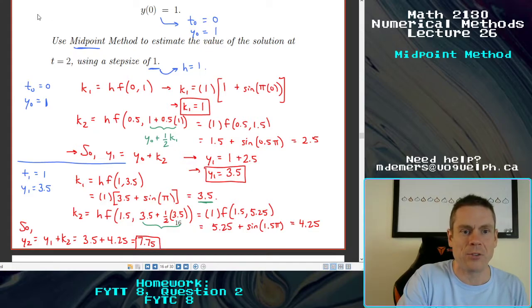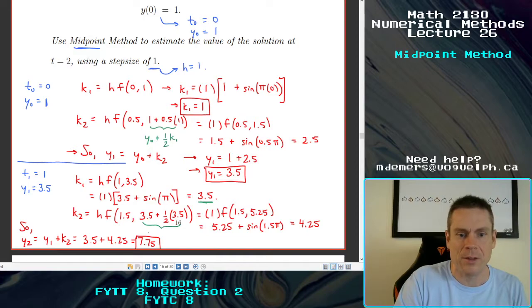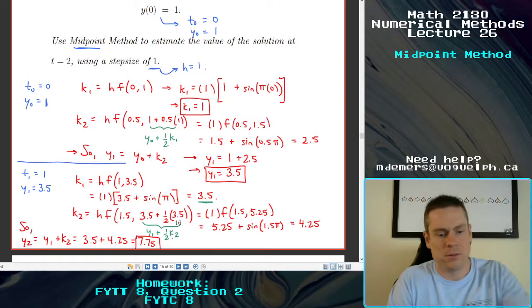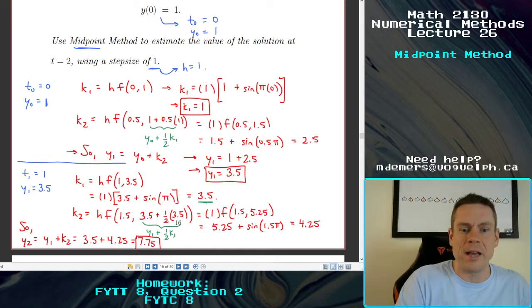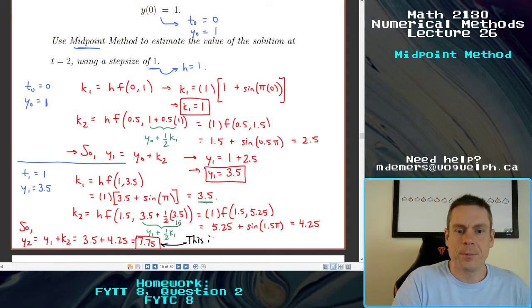I just want to rewrite this formula so I have it right. This is Y1 plus a half K1 rather. And that 7.75 that we calculated there, that is our estimate. This is our estimate at t equals 2.